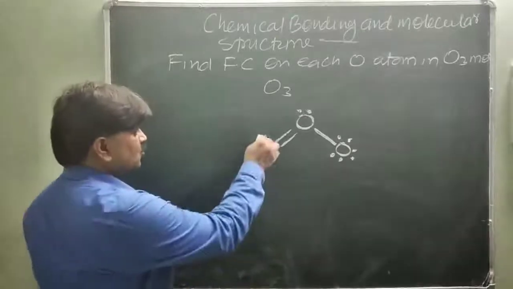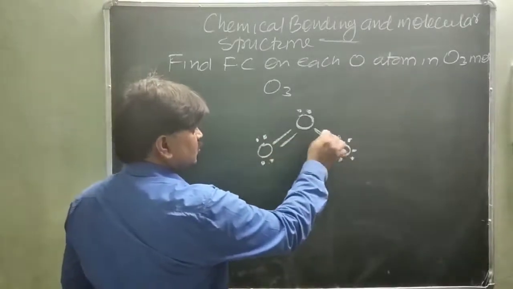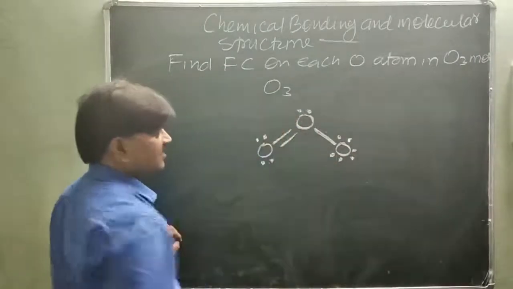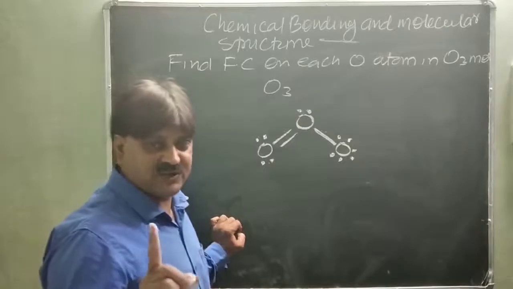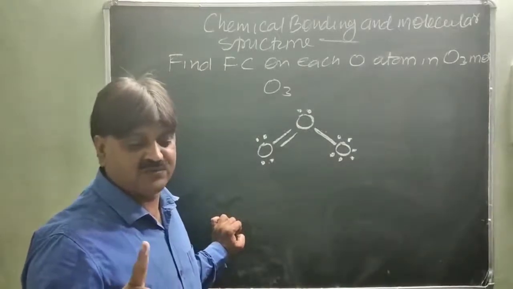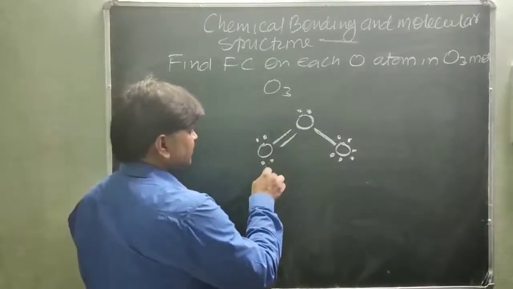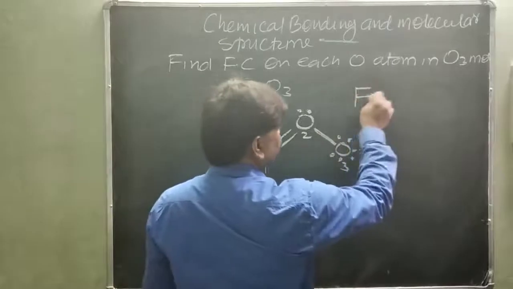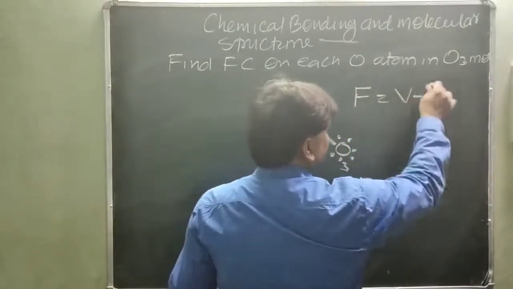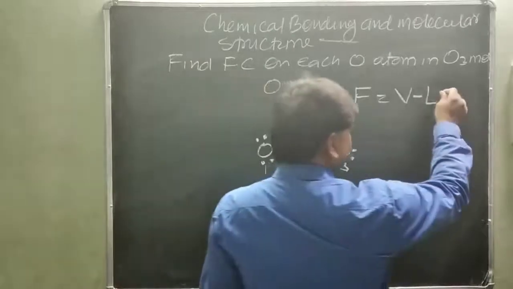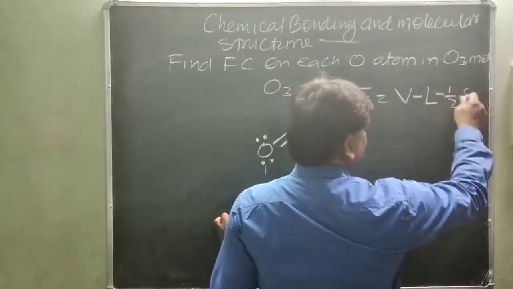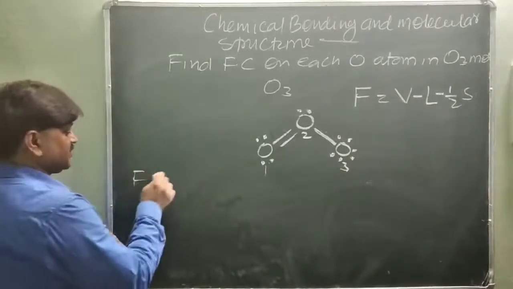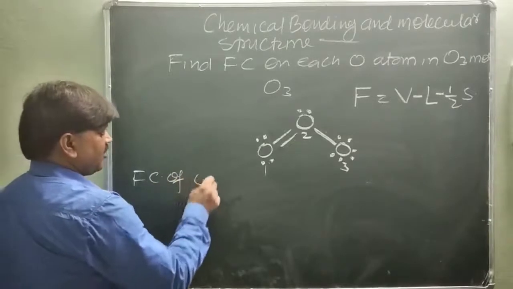You will see here 2, 4, 6, 8 on this oxygen, and this oxygen 2, 4, 6, 8. So we are indicating, for the calculation of formal charge on each atom, as 1, 2, 3. This is taking first oxygen, second oxygen and third oxygen. The formula is: formal charge is equal to number of valence electrons minus number of lone pair electrons minus half into shared pair of electrons. So first, the formal charge on the first oxygen.